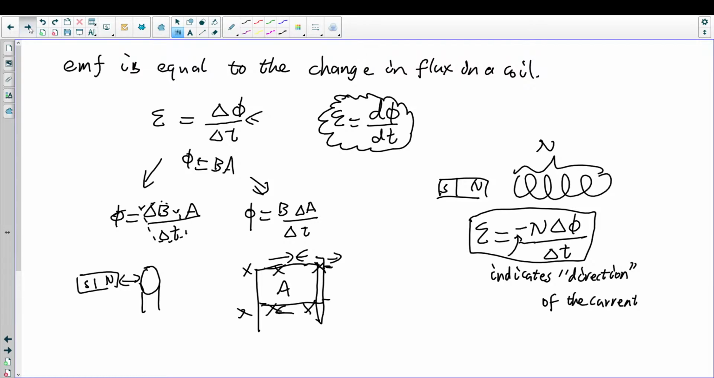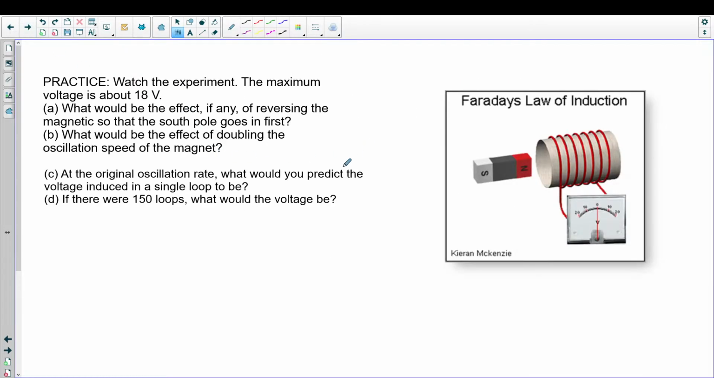Now, let's take a look at some examples. So for instance, in which experiment is the maximum voltage 18 volts? What happens if the magnet is reversed and the south pole goes in first, and what would the effect of doubling the oscillation be? Now I'm going to do this one. We have to actually watch an animation, so let me load that animation up. You'll hear the sound, but I just need to switch my display over.